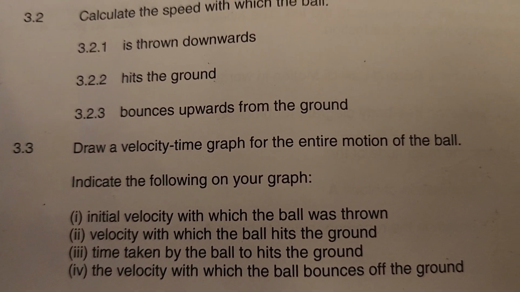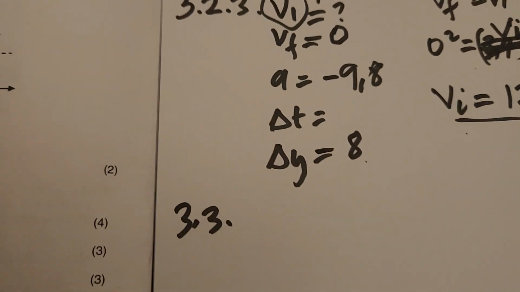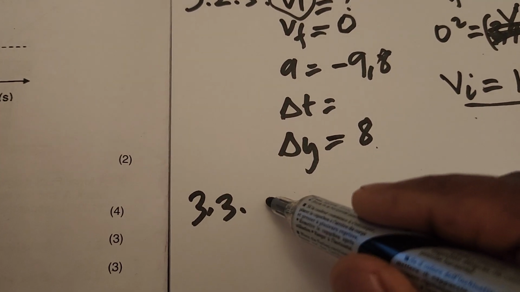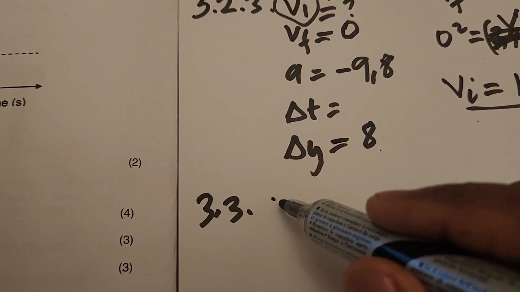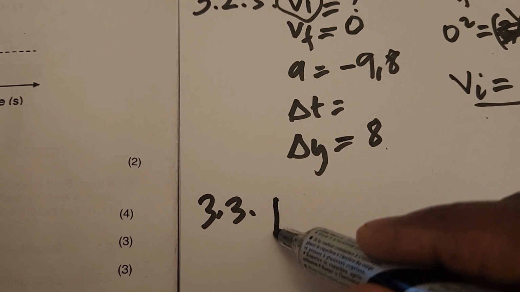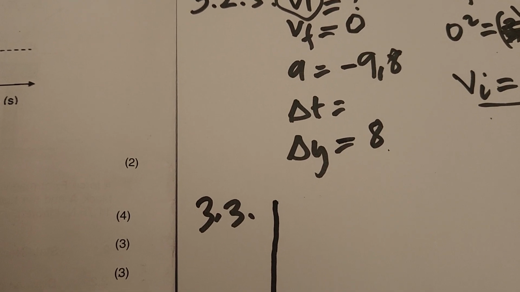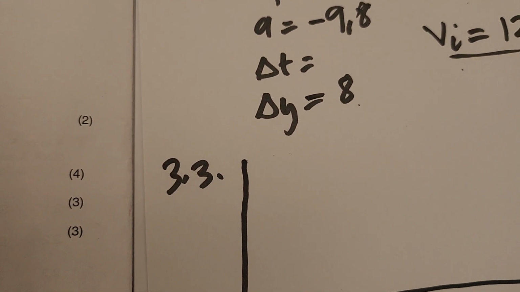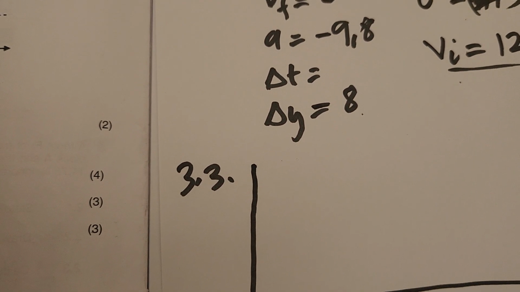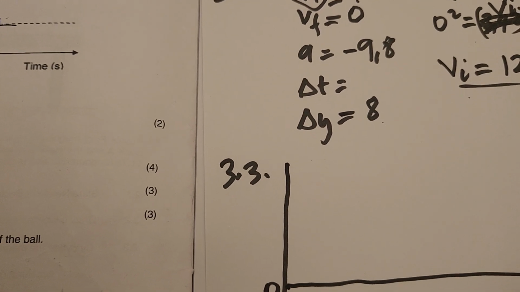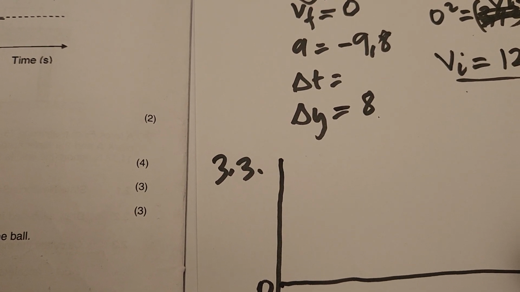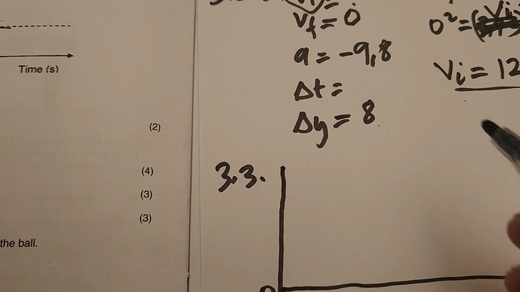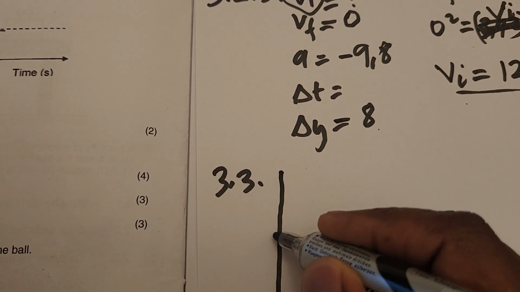Therefore, if they say draw a velocity time graph for the entire motion of the ball, indicate the following on the graph. In this case, you can draw, and then remember the initial velocity is downwards. We take downward as positive. The graph will have two sides, the positive side and the negative side. Remember, the initial velocity, according to the first calculation, is 3.42. That's positive 3.42.